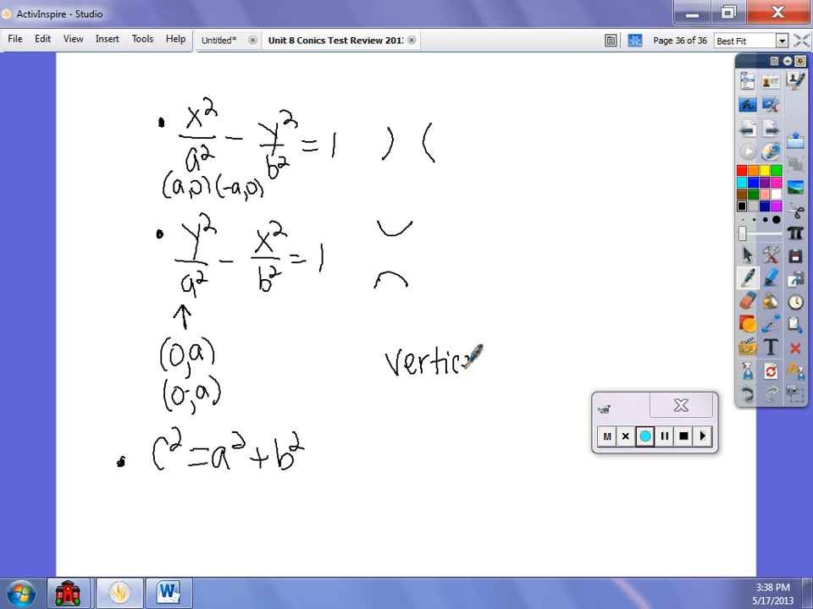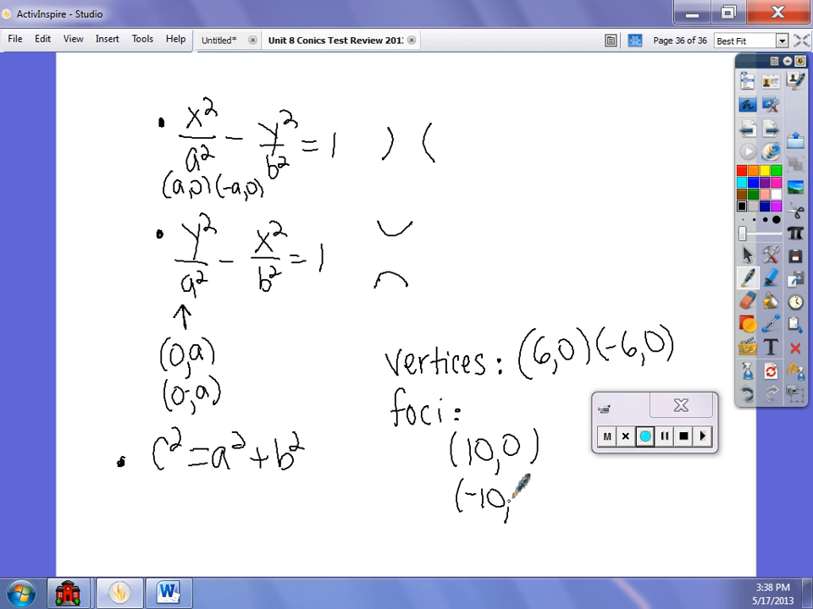Also remember, because what happens is we're going to have you do the equation. So let me do a quick one for you. Let's say the vertices of the equation that you're trying to find were 6, 0 and negative 6, 0, and your focus was at 10, 0 and negative 10, 0. Suppose you needed the equation, because we didn't give you that under review.